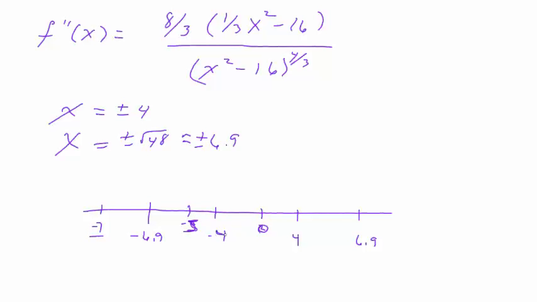Can't even read my own writing. Okay, and then we'll do 5. Here's a test point, and then we'll do a 7 over here as another test point. So we take negative 7 and we plug that into the derivative. So f double prime of negative 7, right?